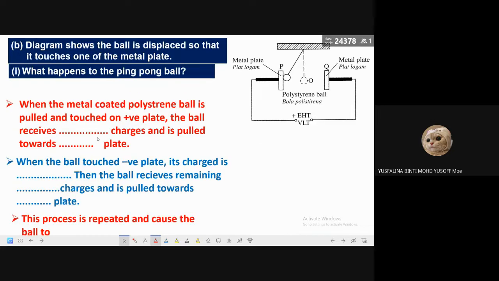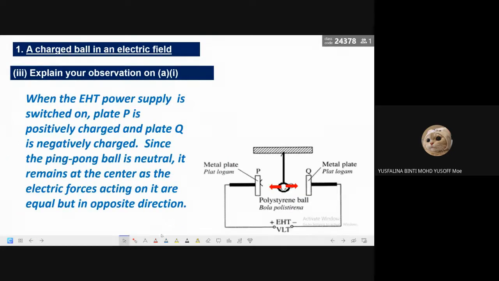And plate Q is a negative charge. Since the ping pong ball is neutral, it remains at the center, as the electric forces acting on it are equal but in opposite directions.